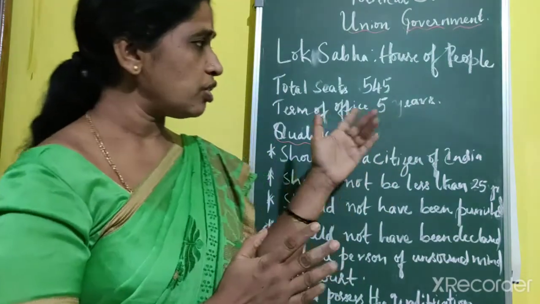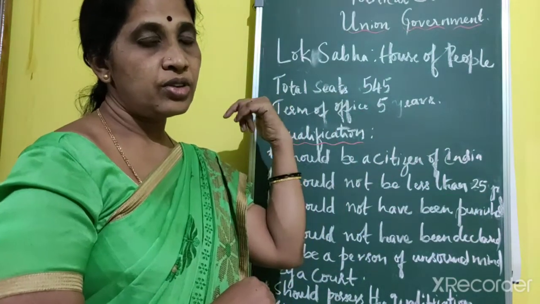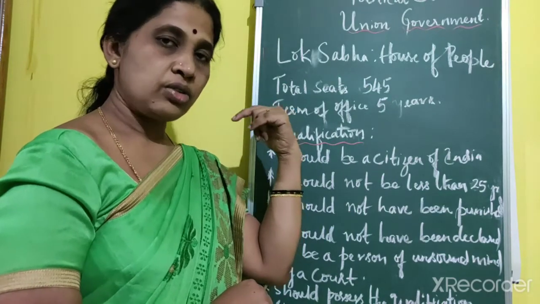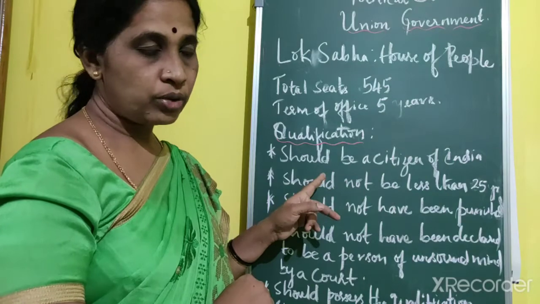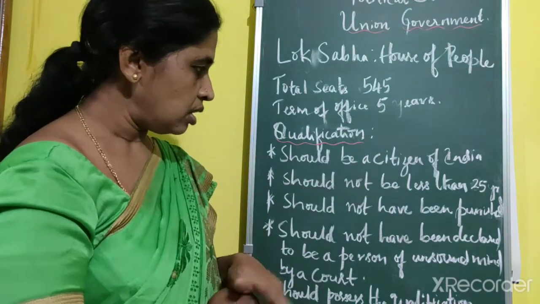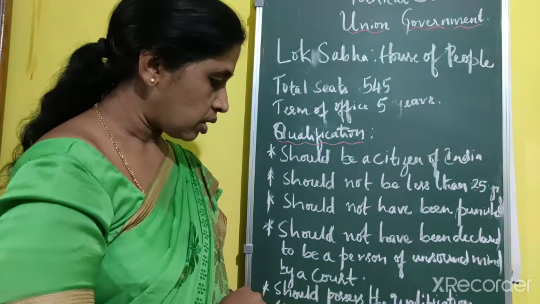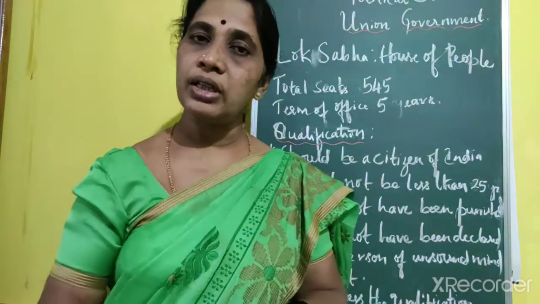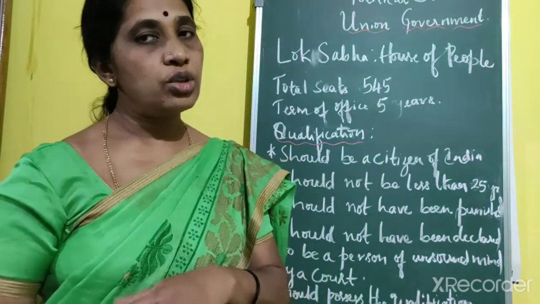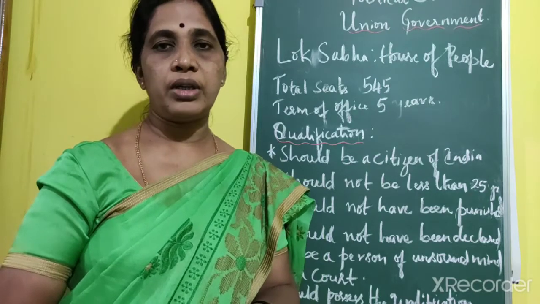So you should be a citizen of India, should not be less than 25, whereas the members of the Rajya Sabha should be 30 years. To become a member of the Lok Sabha, you should be 25 years and should not be punished under a law. You should not be of unsound mind, you should possess the qualifications specified from time to time by the Parliament, and you should not hold any office of profit under the government.